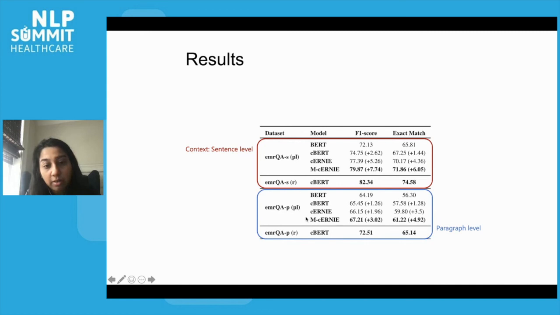Similarly, even here we see that we get about 3 to 4% in the passage level context. We get a significant jump over the baseline using our proposed models.